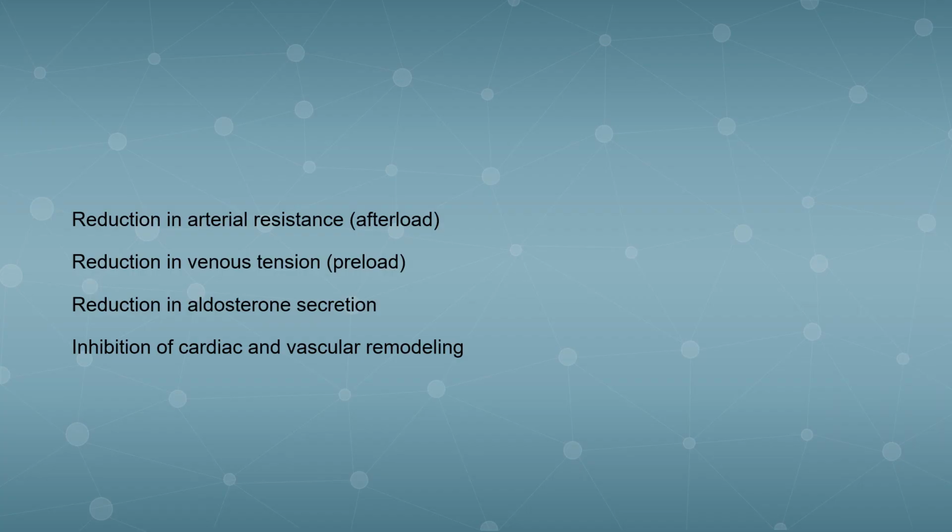They reduce the arterial resistance, that is the afterload. They decrease the venous tension, that is preload is reduced, they decrease aldosterone secretion, and a very important role again is the inhibition of cardiac and vascular remodeling. So these are the actions of these drugs which actually help in the patients of CHF.